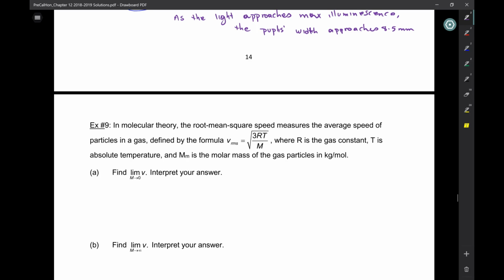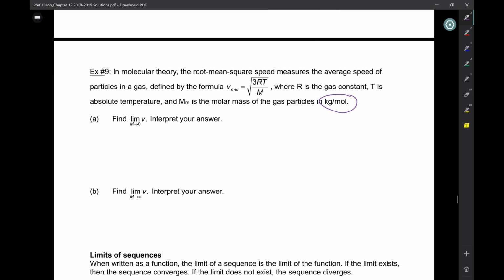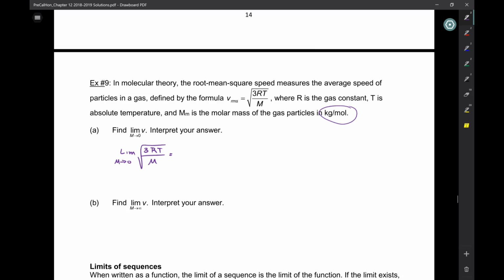So M is the molar mass of the gas in kilograms per mole. That's important. Okay? Now, find the limit of V as M approaches 0. So we're going to do, okay, the limit as M approaches 0 of this, okay?